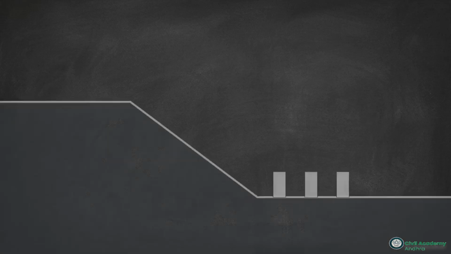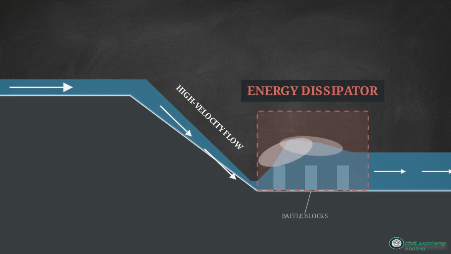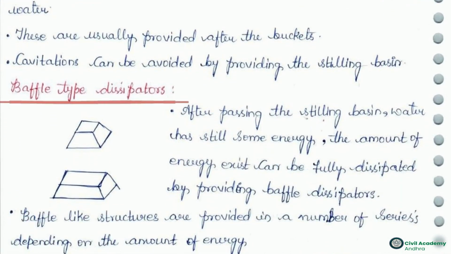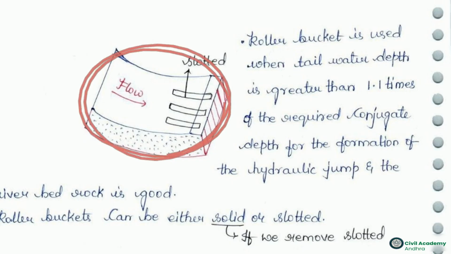This requirement is met through the installation of engineered energy dissipators immediately downstream of the crossing. A common solution is the stilling basin, using a deep pool to absorb hydraulic shock and prevent cavitation. Residual energy is neutralized by baffle dissipators. For tailwater depths greater than 1.1 times conjugate depth, engineers use slotted roller buckets.